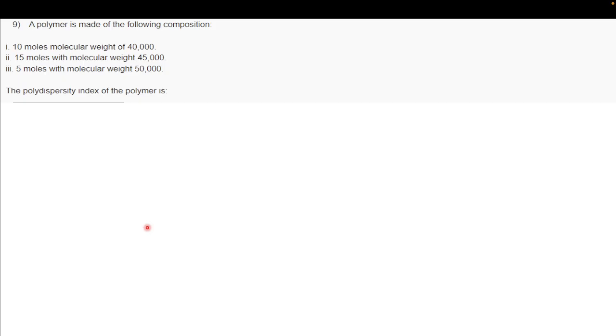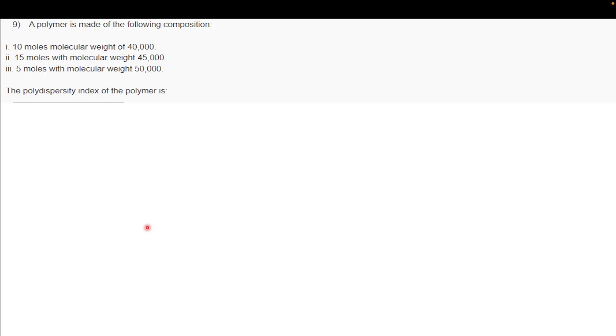So the first question is, a polymer is made up of the following composition. It has 10 moles with molecular weight of 40,000, 15 moles with molecular weight of 45,000, and 5 moles with molecular weight of 50,000. And we have to calculate the polydispersity index of the polymer.